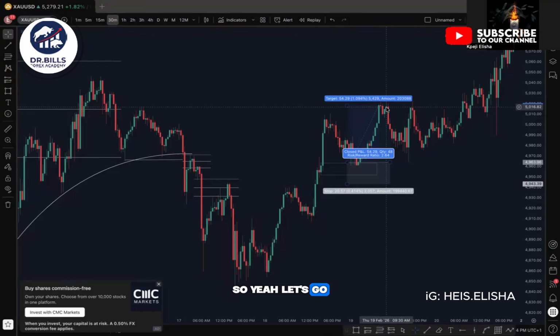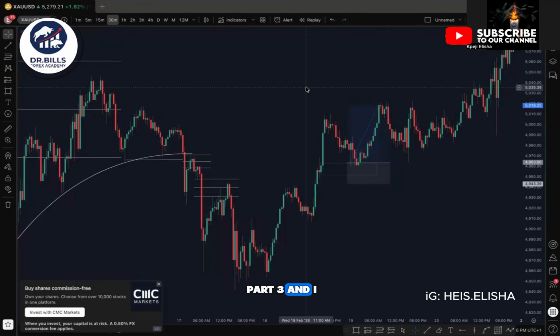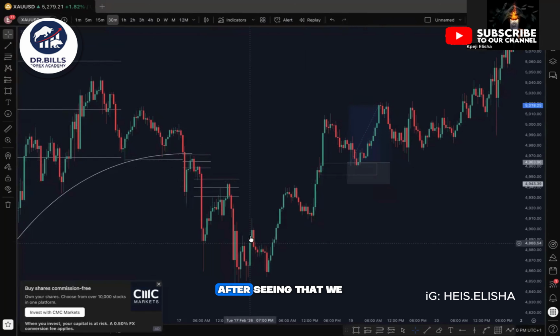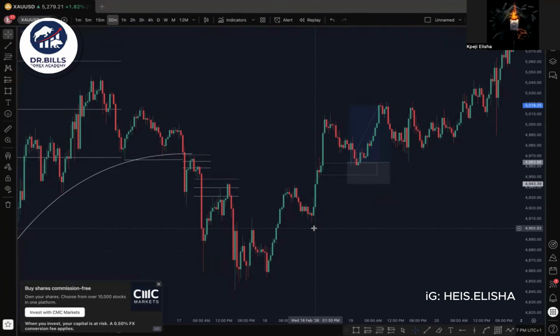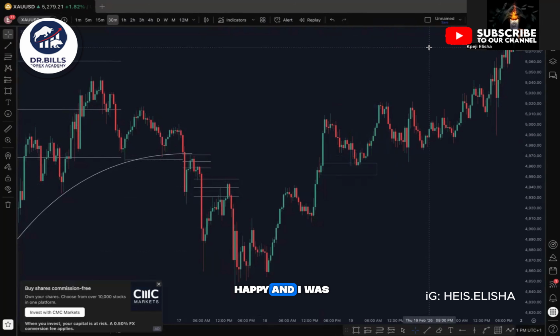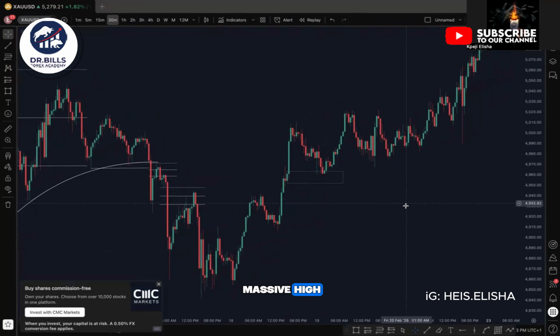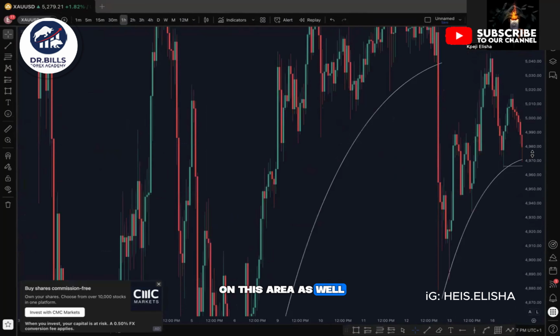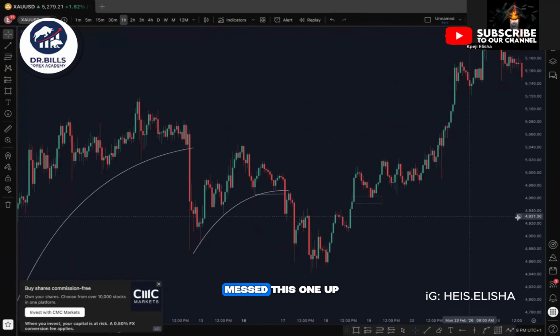So yeah, let's go. We stopped at part 3, and I talked about how we caught this trade using this breaker block from this level. After seeing that we had a change of trend from the bears to bulls, I basically switched my bias as well. After I called this trade, I was very happy, and I was on a massive high. So I then decided to take these buys in this area as well. But I kind of messed this one up.